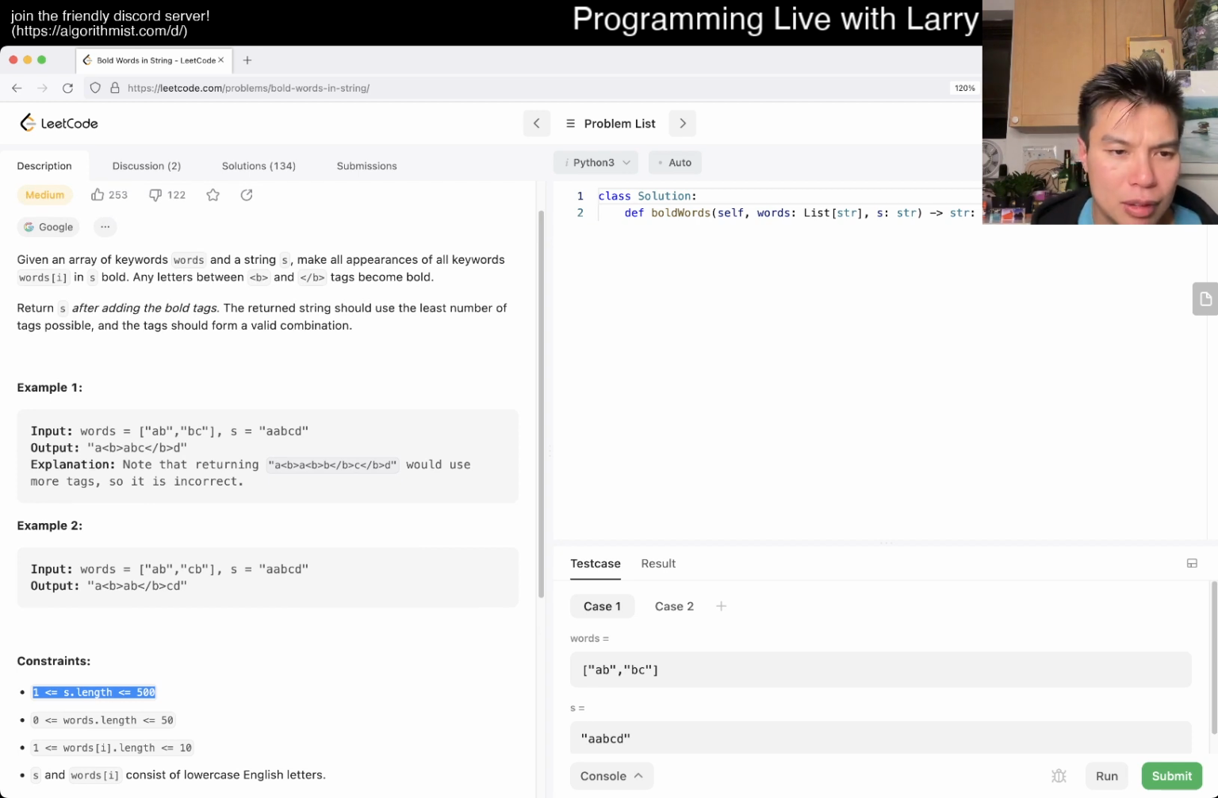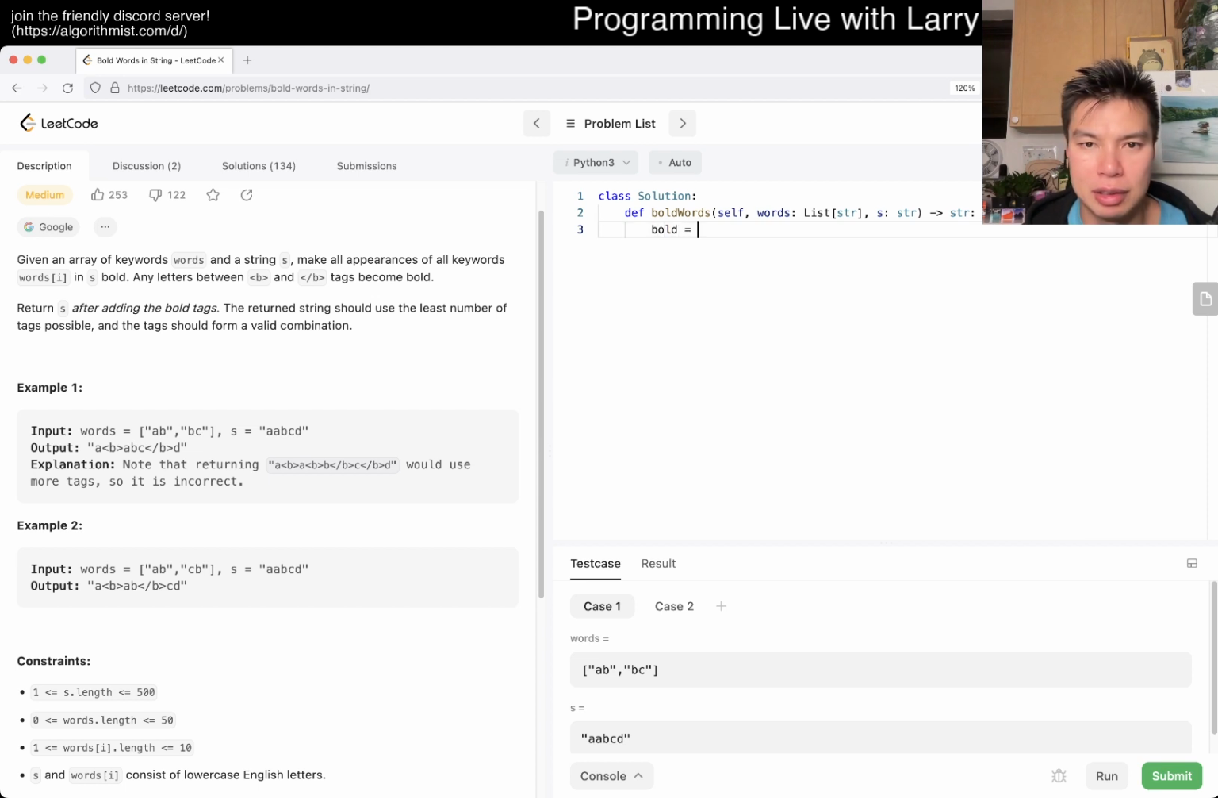That means you only have 50 words of length 10. You can probably just do it for each one, right? And then you could do it this way and merge the segments if you like. But I think there are a lot of ways you can do this one. The constraints don't make it interesting. You just need to do it.